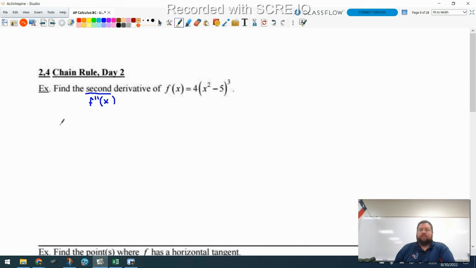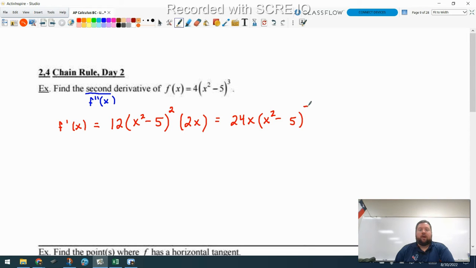Okay, so step one, first derivative, f prime of x is equal to, our outside function is the power of 3. So we're going to multiply by 3, which is 12. We're going to keep the inside part the same, x squared minus 5, and we're going to subtract 1 from the exponent and get squared. Then we're not going to forget to do the chain rule where we have to multiply by the derivative of the inside, which is 2x. Okay, and then I want to rewrite this by multiplying the 2x times the 12, so 24x times x squared minus 5 squared.